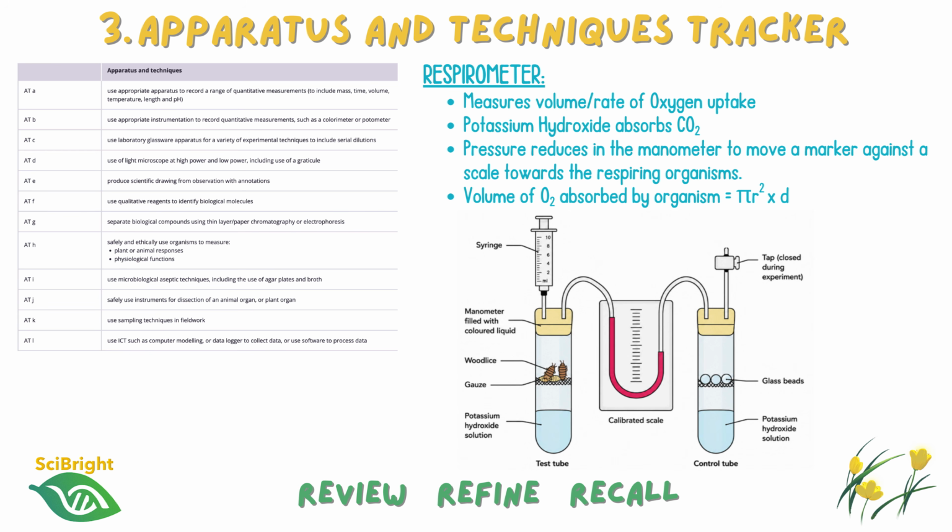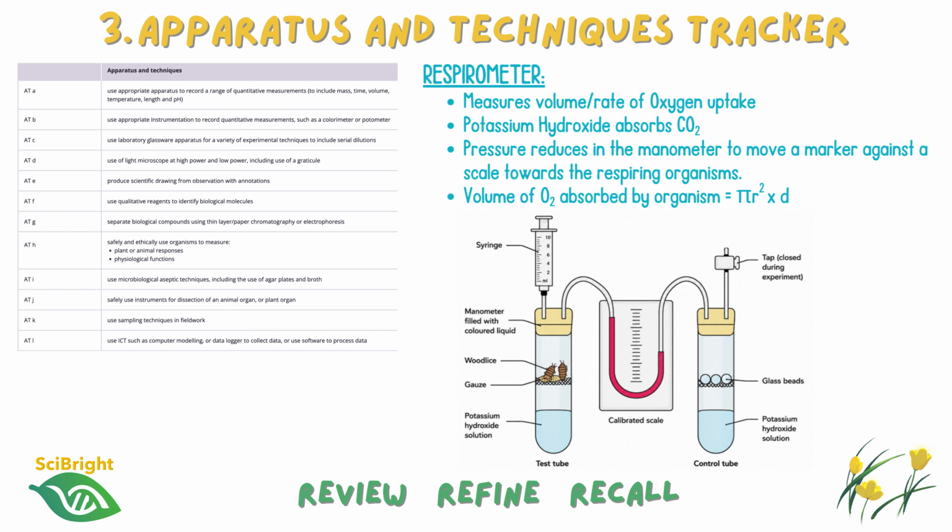Now, another piece of equipment that isn't named in the apparatus checklist but has come up a lot is a respirometer. This has come up on paper 2 or 3 in 2022, 2023, and 2024, so make sure you are familiar with it. Often the rate of respiration in CPAC 9 will have been performed using the rate of decolorization of DCPIP rather than a respirometer.